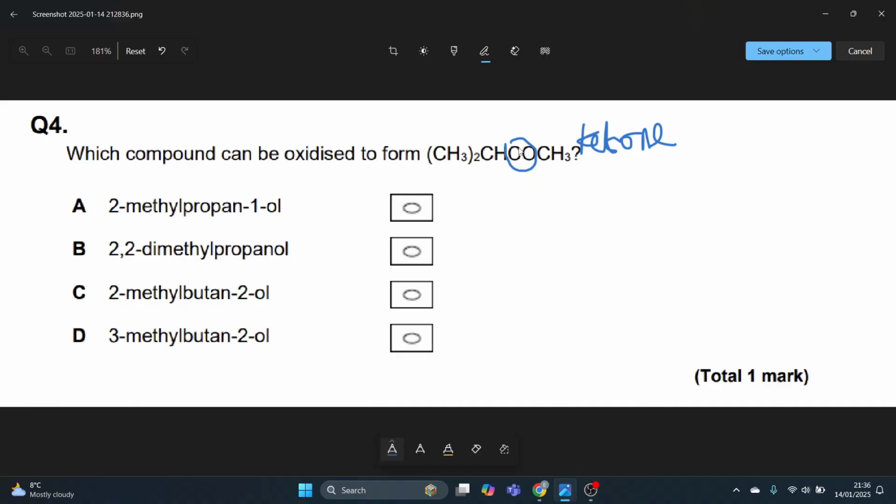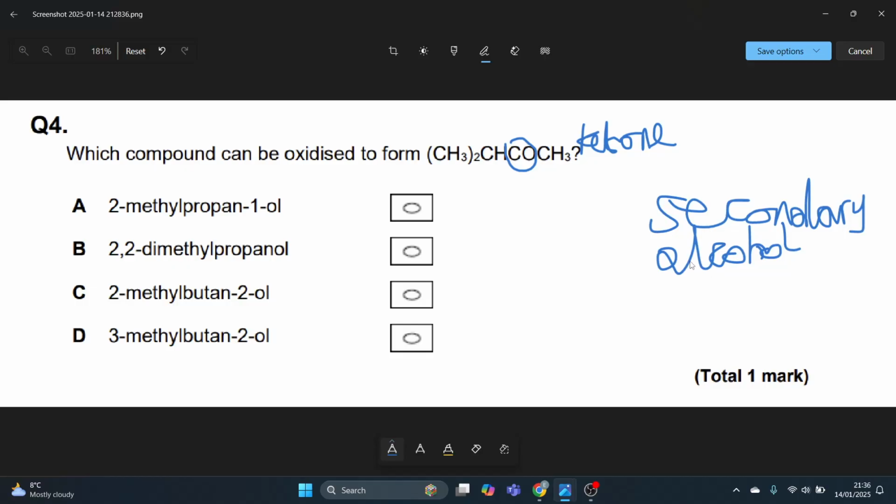So therefore, which compound can be oxidized to form a ketone? Well, it must be a secondary alcohol. Secondary alcohols oxidized to form ketones, right? So by this logic, all I have to do is look for the secondary alcohol. 2-methyl propane 1-ol, methane, ethane, propane, alcohol groups on the first carbon. I don't even need to do that. I can clearly see it's primary. This carbon is only attached to 1.